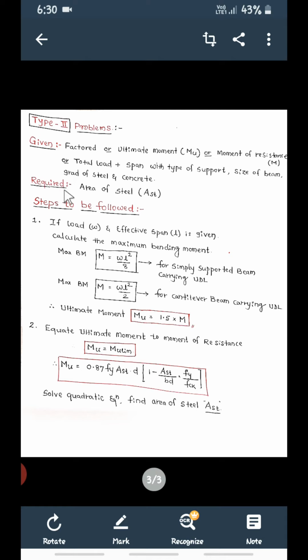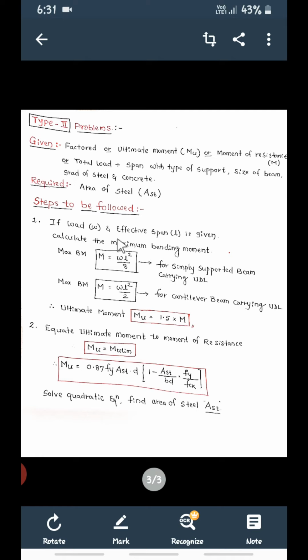Then what is required here? What do you need to find out here? We need to find out the area of steel. So AST will not be given, so you have to find that out. So type 2 problems are mainly about finding out the area of steel. M or Mu will be given, and we need to find out AST.